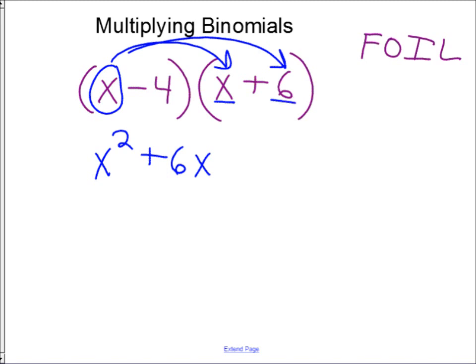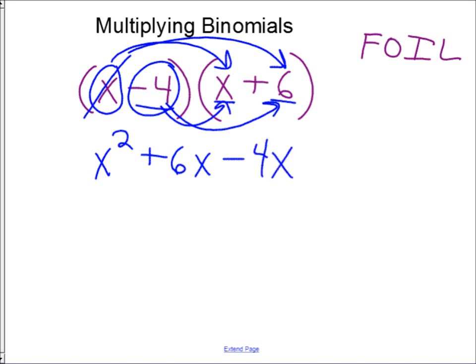Now once I do that, I will take negative 4 and do the same thing. Now I'll take the second term of the first polynomial and multiply it to each of the terms of the second polynomial. So we have negative 4 times x, which is negative 4x. And then we have negative 4 times a positive 6. That will be negative 24. So I'll let that sink in for a second.